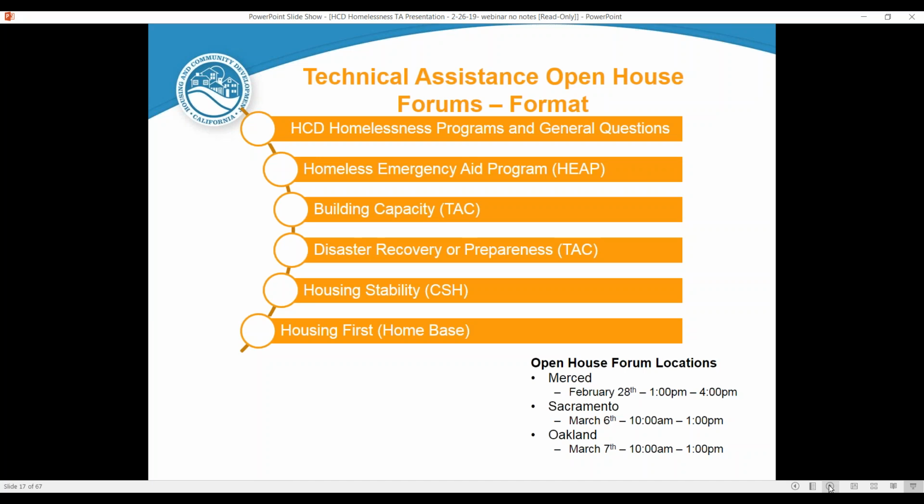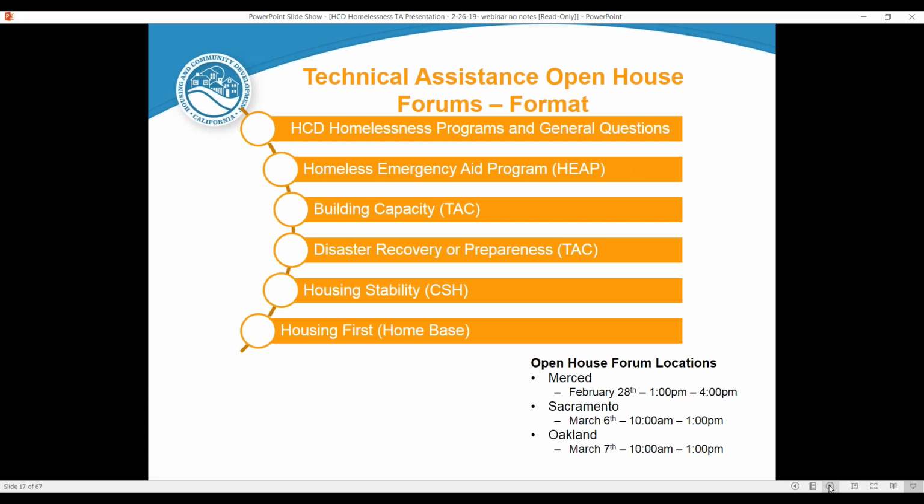We will have 6 different stations. We will have the HCD homelessness programs, where we will be answering general questions on TA, or answering any technical questions that you have on specific homelessness programs. We will also have a member from the Homeless Coordinating and Financing Council, Lahela Madoff. She names herself as a HIP lady. She will be available at one of the stations, providing office hours, and also answering any questions on the HIP program. And then we will also have our technical assistance team.